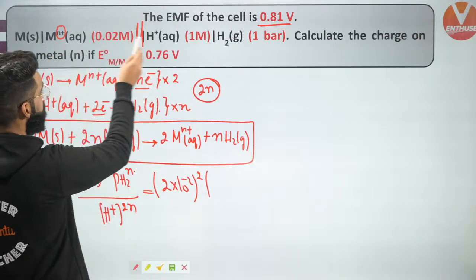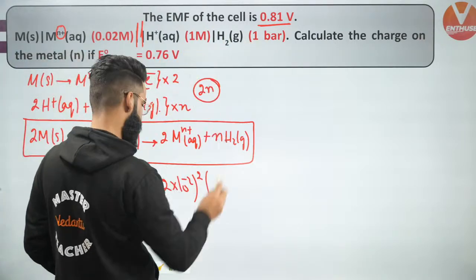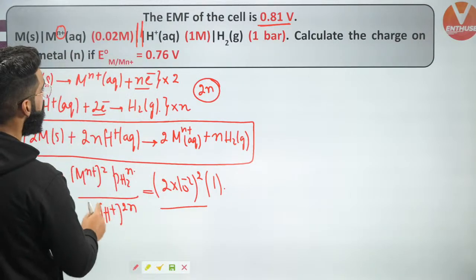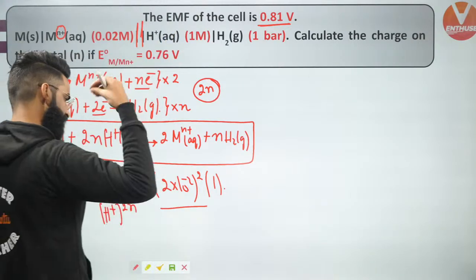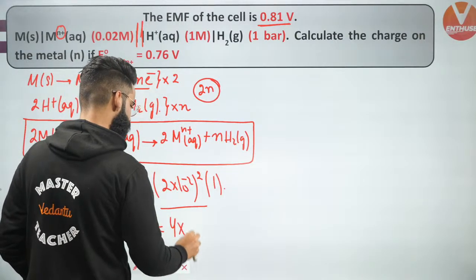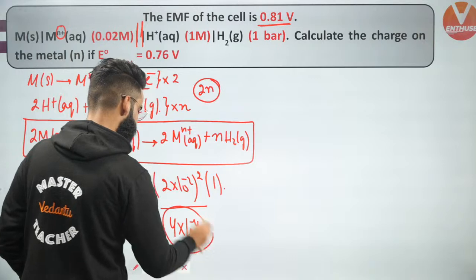What is the partial pressure of H2? That's given to me as 1 bar, so nothing to do with this. Divided by the concentration of H positive, which is 1 molar, and 1 raised to any power is 1. So I got the value as 4 into 10 to the power minus 4. This is the value of QC which I got.